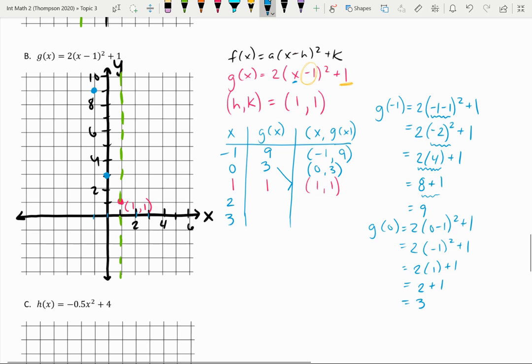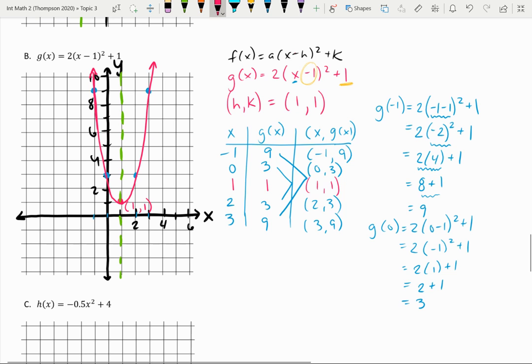So if 1 to the left is 3, then 1 to the right is 3. And if 2 to the left is 9, then 2 to the right is 9. So I also have 2, 3, and 3, 9. And I combine all of those to make a graph that looks like a U. Parabola.